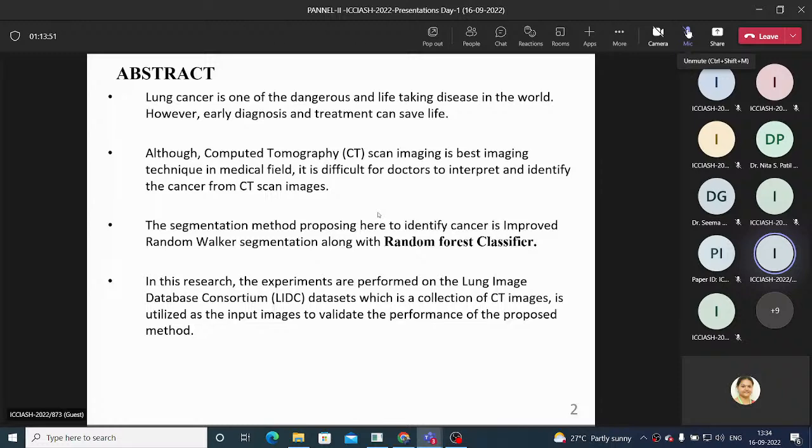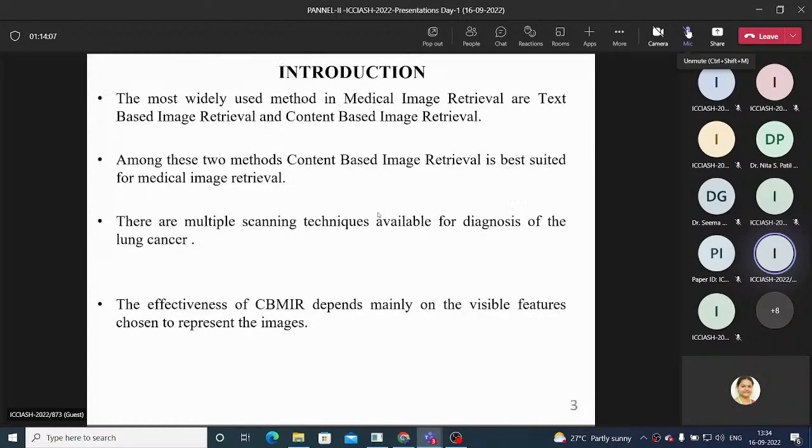In this research, the experiments are performed on the Lung Image Database Consortium, which is a collection of CT images, utilized as the input image to validate the performance of the proposed method. The most widely used methods in medical image retrieval are text-based and content-based image retrieval. Among these two methods, content-based image retrieval is best suited for medical image retrieval. There are multiple scanning techniques available for diagnosis of lung cancer. The effectiveness of CBMIR depends mainly on the visible features chosen to represent the images. The commonly used features are texture, color, boundaries, etc.